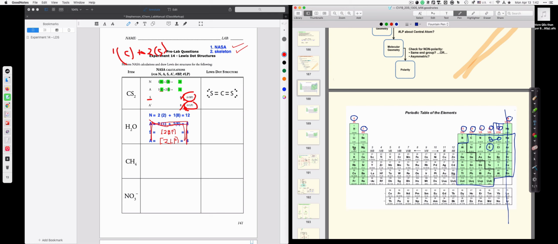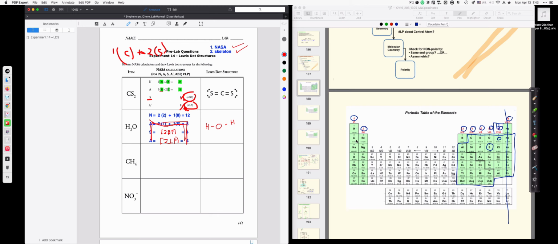So I'm going to say hydrogen's my central atom, but wait, it can't be, because hydrogen can only have 2 electrons, right? So if it can have only 2 electrons, it can only have 1 bond. Well, if you only have 1 bond, you can't be the center, right? It's impossible for hydrogen to be the center. So in this case, oxygen has to be the center, even though it's more electronegative than hydrogen. Oxygen has to be the central atom.